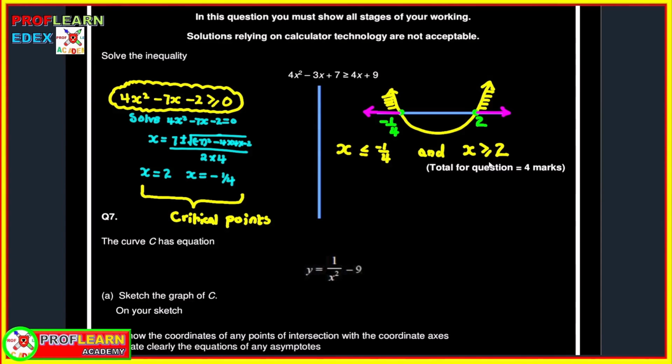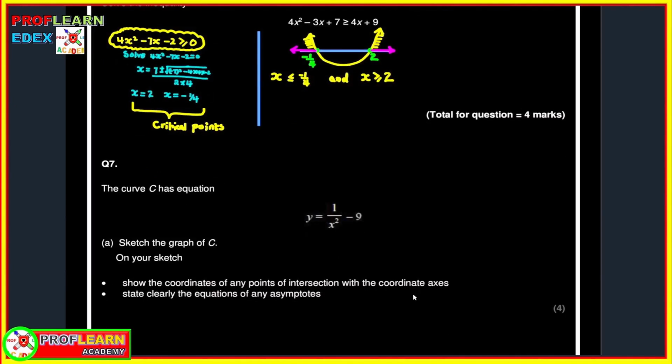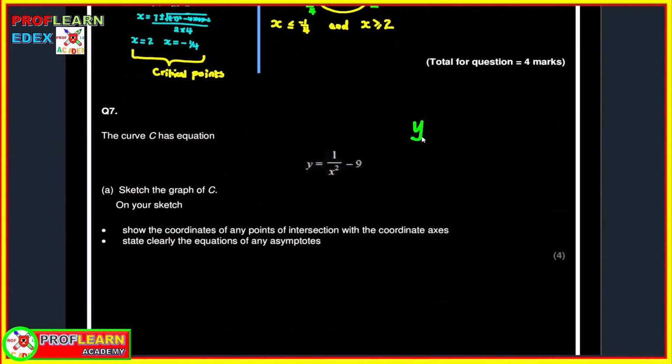Moving to question number 7, we are given the curve C that has equation y equals 1 over x squared minus 9. With this equation, we are trying to learn how to do curve sketching. But before I take you into this question, I need to shed some light: if you have the equation y equals 1 over x squared, the graph of this has a horizontal asymptote at y equals 0, and also has a vertical asymptote at x equals 0.